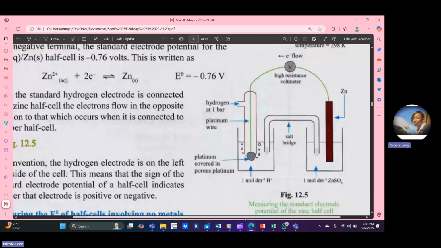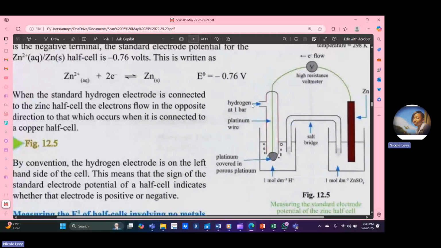All right, so this is SHE right here. So you put your hydrogen gas coming in. The 1 bar is basically telling you the amount of pressure that's coming in with the gas, or the amount of gas coming in. And then you have the platinum wire, and then you have platinum covered in porous platinum to increase surface area. You have a salt bridge that connects it to any other half cell that you want to find out the potential for.